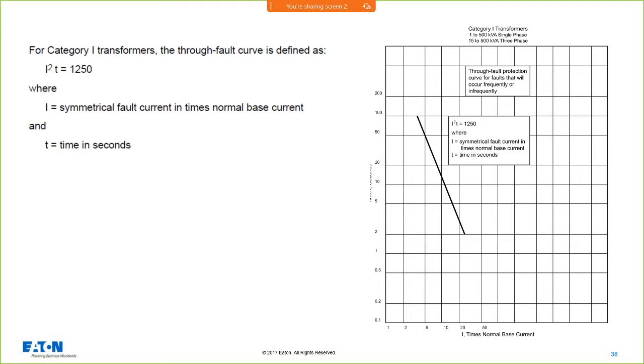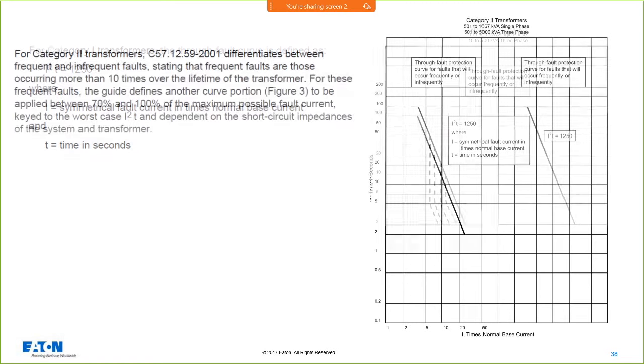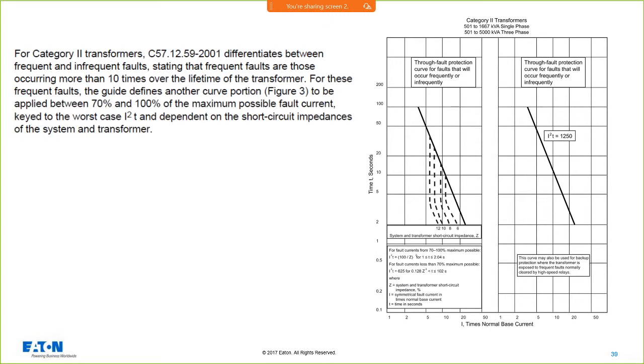So in any case, category 1, they'll have different curves for different size transformers and different types. So you have dry type and you have oil type. So category 1 transformer, this is your I squared T curve that tells you how much current will damage that device. These are category 2, and I believe I have a slide in here that talks about each of the categories, what their range is.